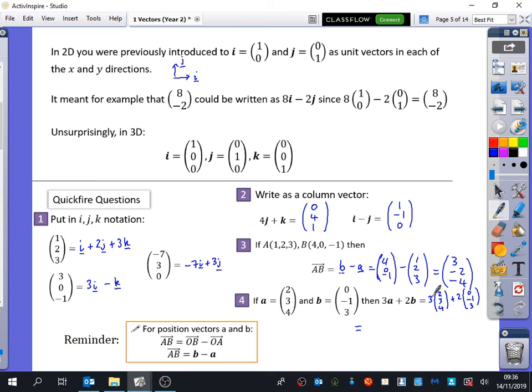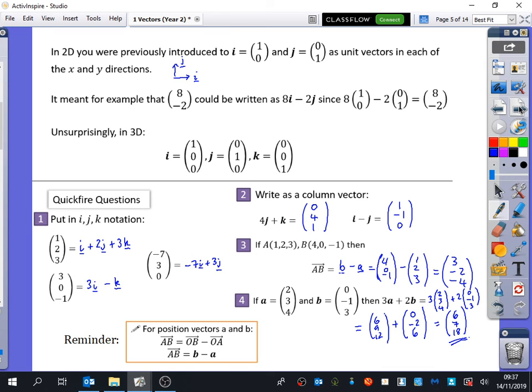So you know that if you have a number outside the front, it just multiplies by everything that's inside. So that gives you 6, 9, 12. And then you've got plus 2 lots of this, which is 0, minus 2, 6. So when you add those together, we get 6, 7, 18. Kind of weird that this is even a separate topic. It's just like, cool, we've added another number in, that's it.